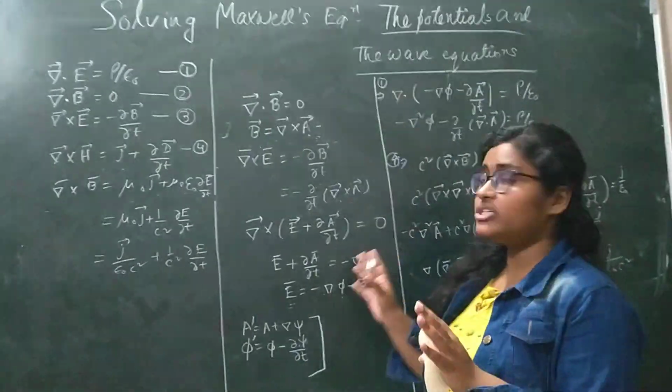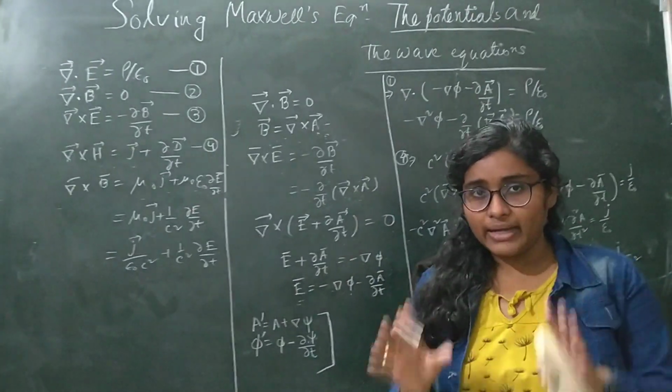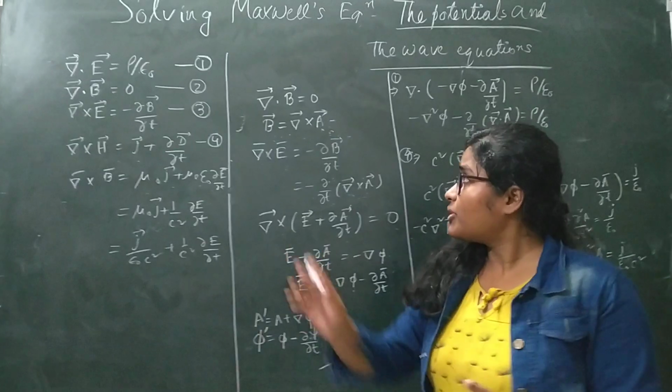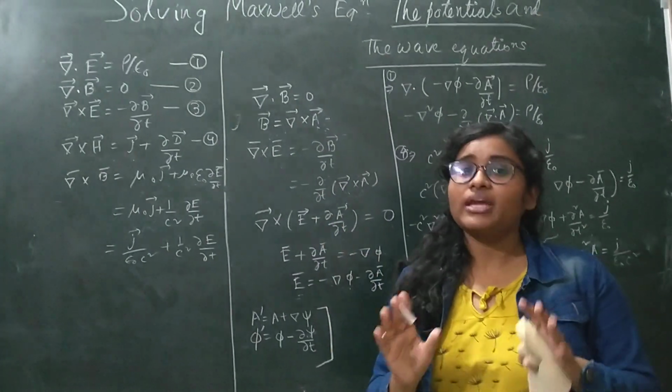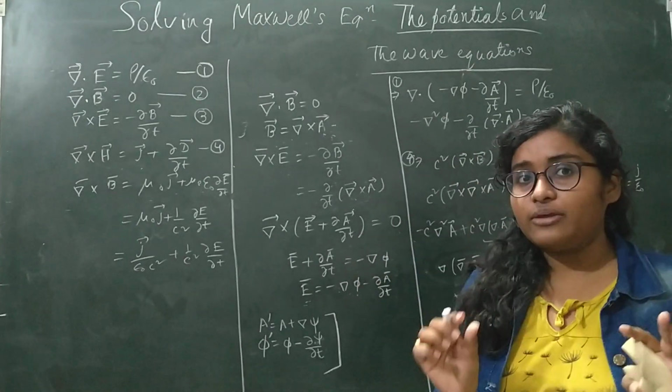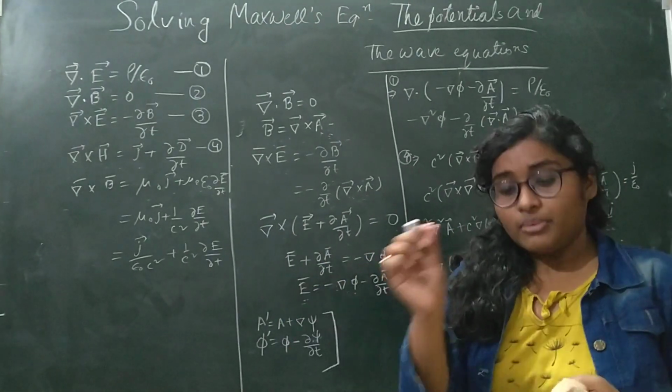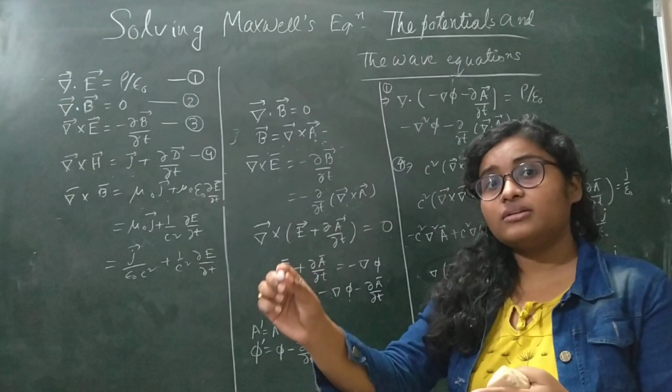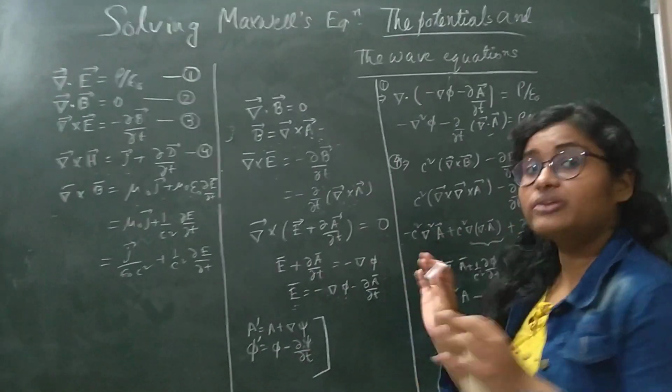Now there is a question: are A and phi unique? Are these potentials, the scalar potential and the magnetic potential, unique? Because the E field and B field we can measure. These two are measurable quantities, so they have unique values. Point to point they may vary, but at one point it is constant, for another point it is fixed. I mean, they have unique values.